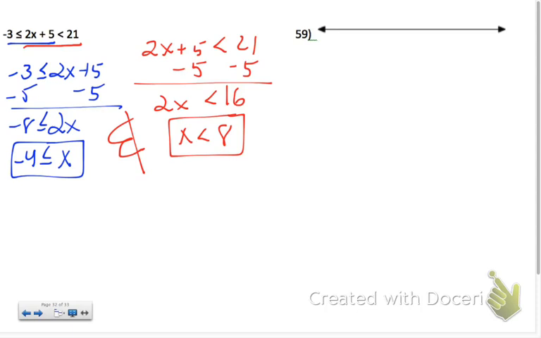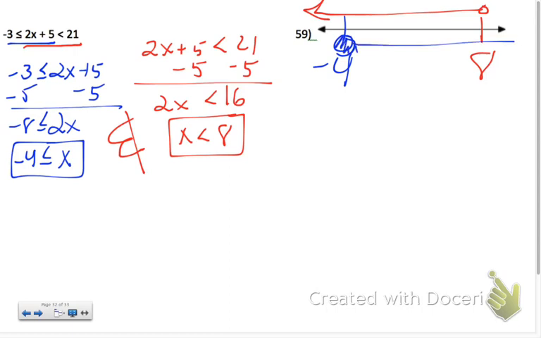So I have x is less than 8, which is here, and that would go from here over. And then I have x is greater than or equal to negative 4. So it's going to be a closed dot pointing that way.